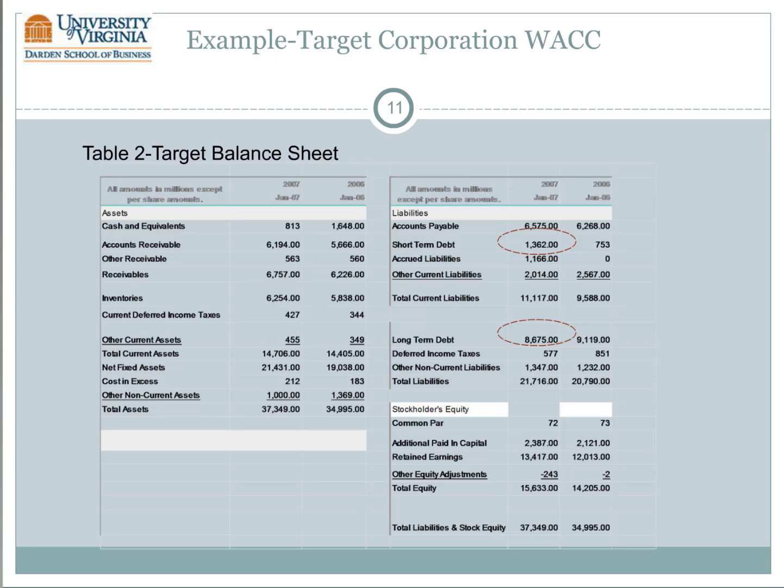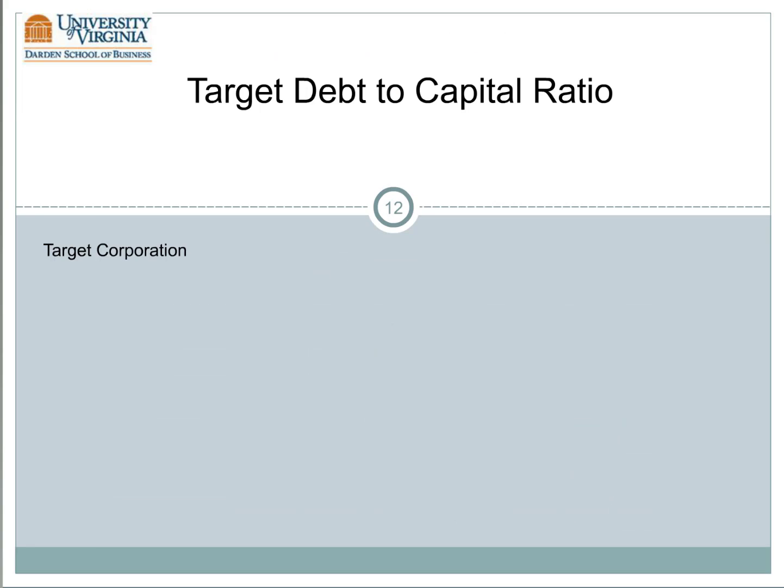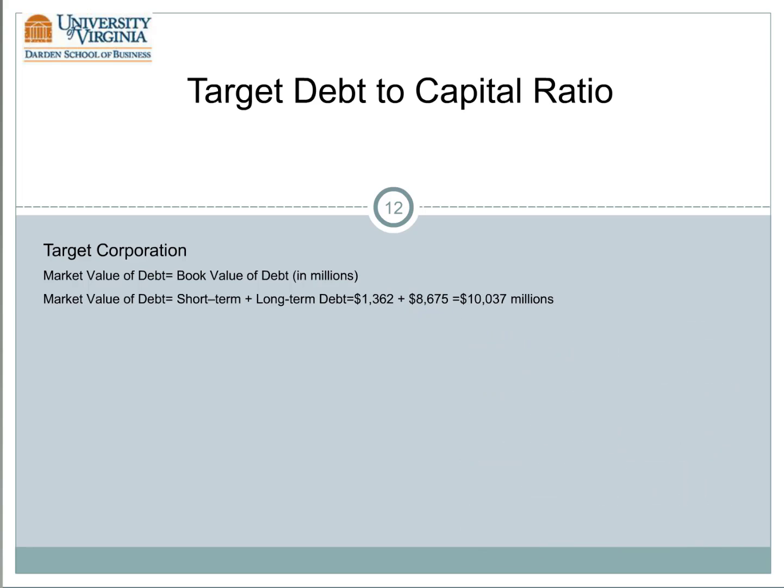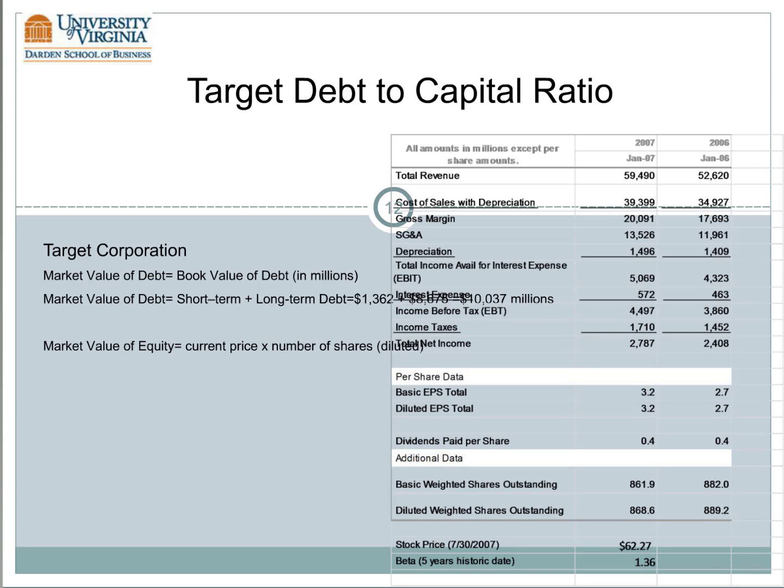Let's get started. Now we'll estimate the weighted average cost of capital for Target. The starting point is to estimate the capital structure. First thing we need is the market value of debt. We assume that the market value is equal to book value and use the book values of short-term debt and long-term debt as our estimate of the market value. We take these directly from the balance sheet. The market value of debt is estimated at $10.037 billion.